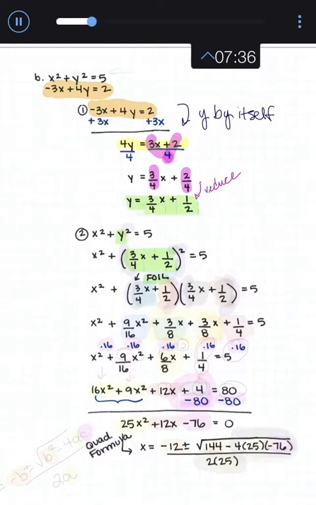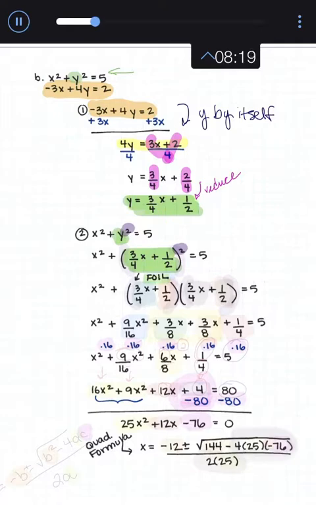Now the thought is using substitution, we can take this y equals 3/4 x plus 1/2 and plug it in wherever there's a y into the equation we haven't used. So we're going to be plugging that into the y up here in the other equation, the equation x squared plus y squared equals 5. So we'll replace that y with the 3/4 x plus 1/2. Notice in our formula that y is squared, so we can't forget that we're going to have to square it.